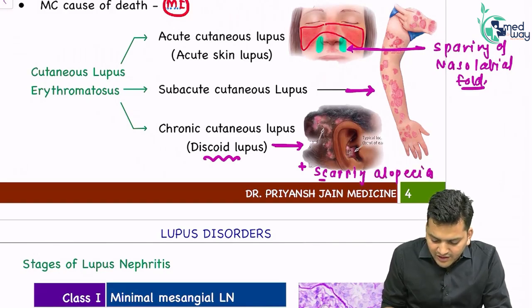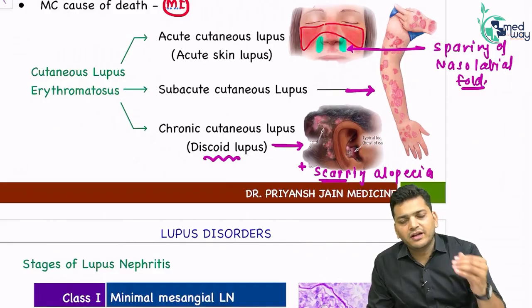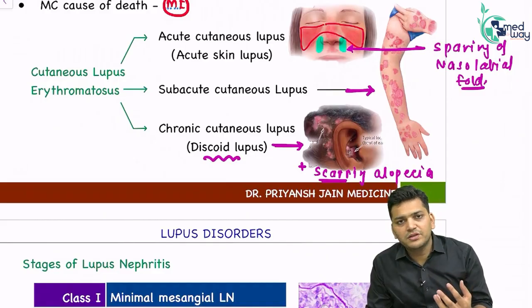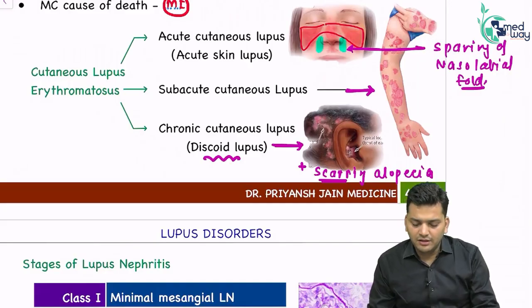Normally, the alopecia that we are having in the SLE is non-scarring. But in the advanced stage, when we have the discoid lupus, means the chronic involvement of the skin, at that time we can have the scarring alopecia.